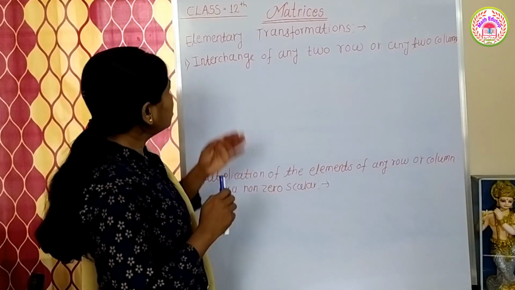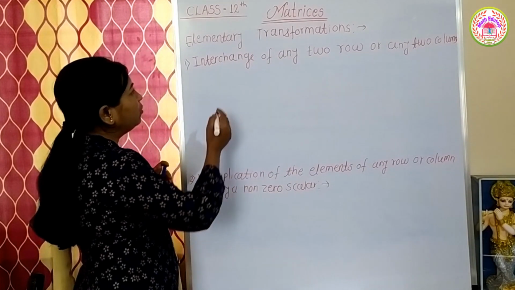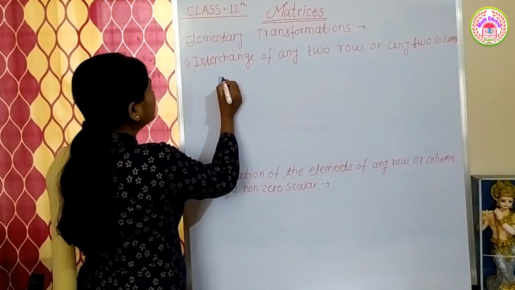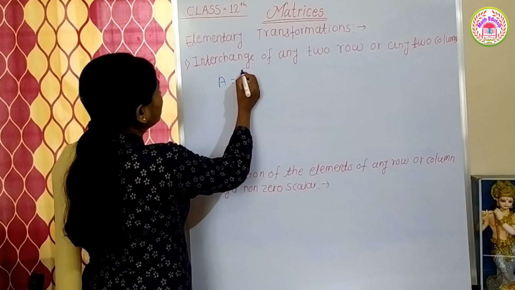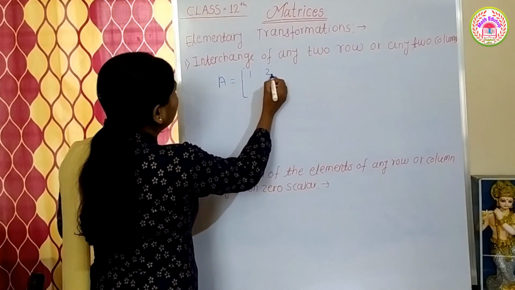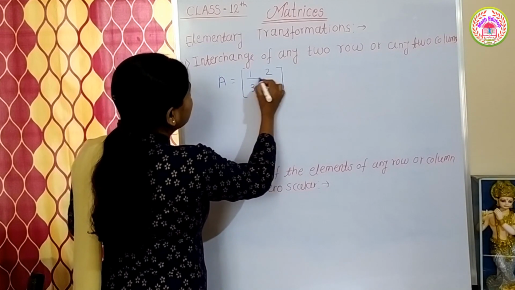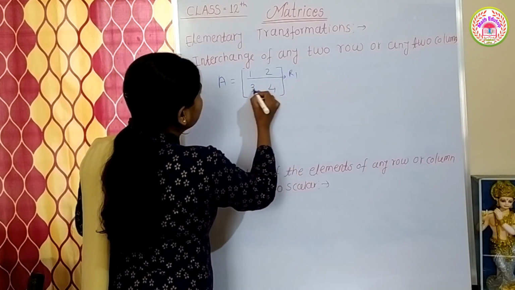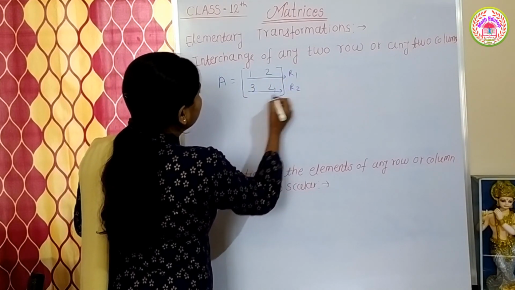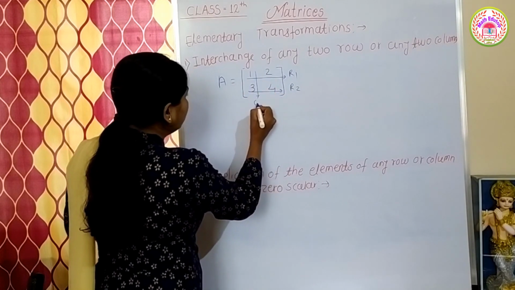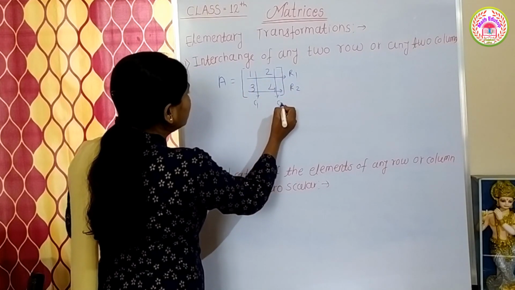Here the first is the interchange of any two rows or any two columns. Consider one example. Consider a matrix 1, 2, 3, 4. This is a 2x2 matrix. This is our first row and this is our second row. This is our first column, C1, and this is our second column, C2.